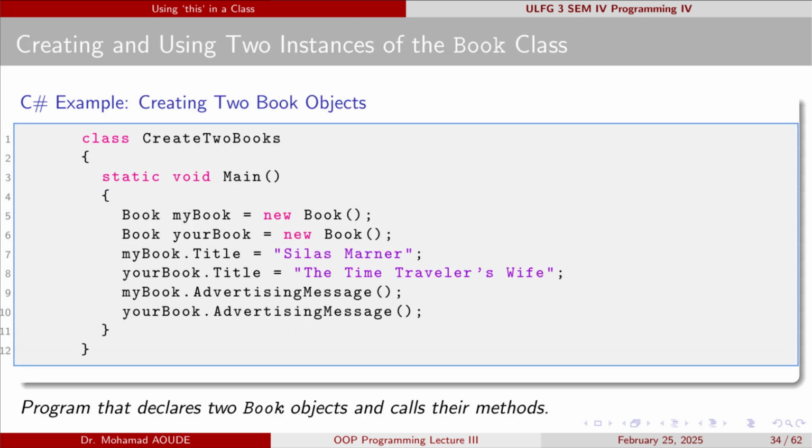Let's see two real objects in action. Book myBook = new Book(); Book yourBook = new Book(); myBook.title = "Silas Marner"; yourBook.title = "The Time Traveler's Wife". Each object keeps its own independent data, even though they share the same class design. That's the beauty of object-oriented programming: individuality and reusability combined.